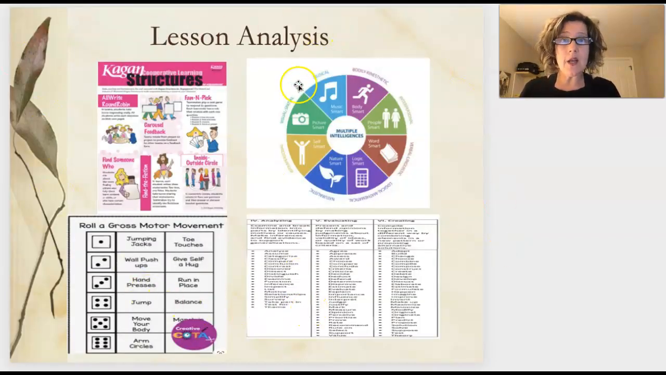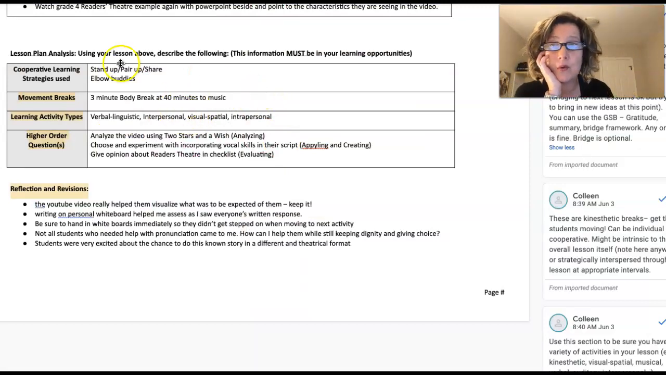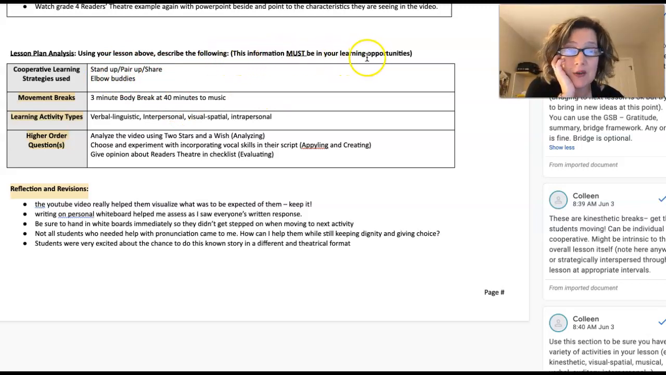with this slide here. So this is what you're going to do. You're going to look back through your lesson plan, and you're going to see these things. This information must be in your learning opportunity. If it's not in your learning opportunity, you need to go back and put some of these things in your lesson. Don't just write them in. We get really angry when those things are not in your lesson plan. Don't just write them in.